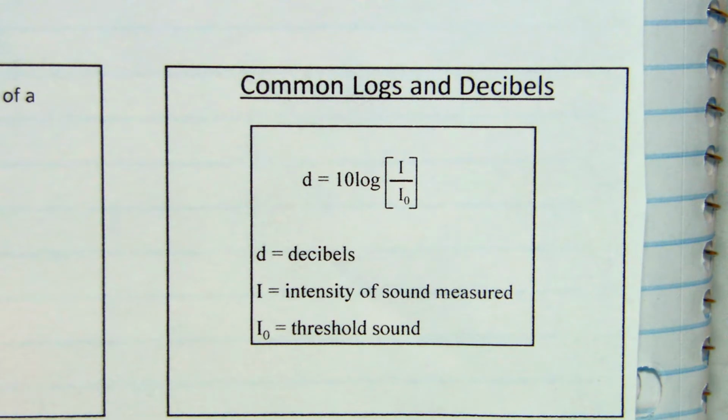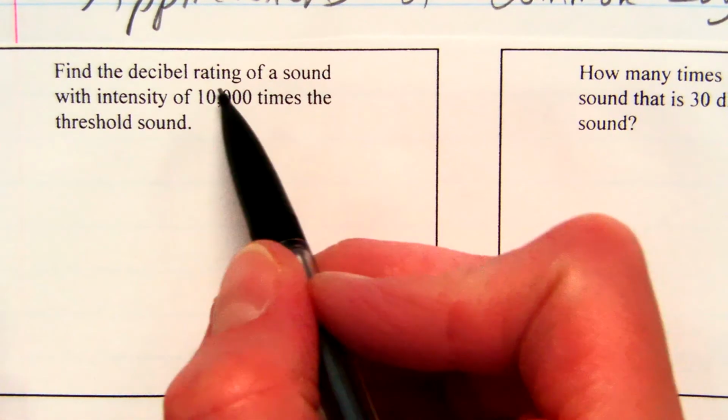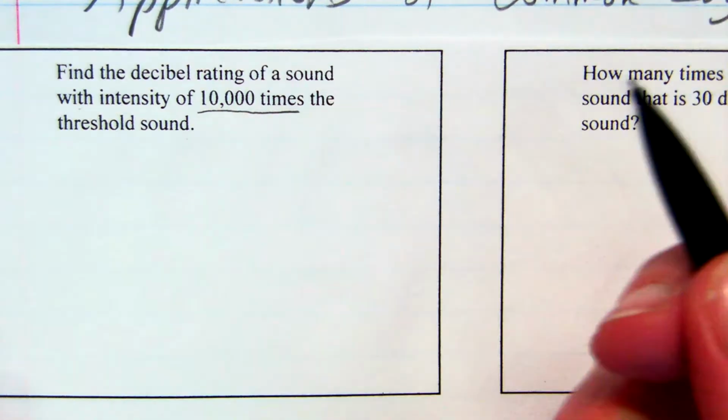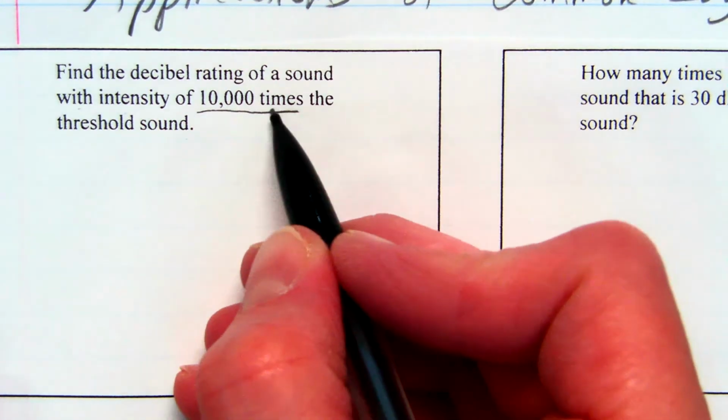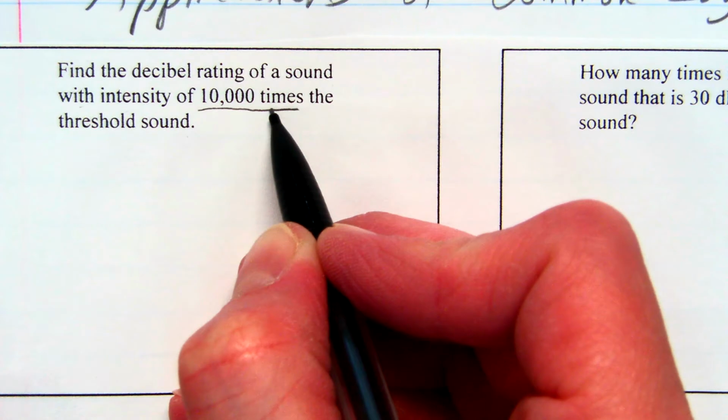The textbook that I was using when I first put together the slideshow that this is coming from made it a little bit easier. They went ahead and gave you what that ratio was. So let me show you how that was set up. It says find the decibel rating of a sound with an intensity that is 10,000 times the threshold sound. So basically that means they've already divided the sound by the threshold sound.